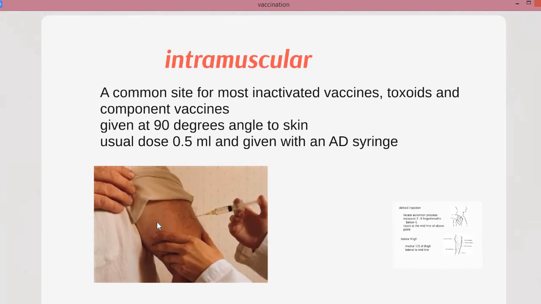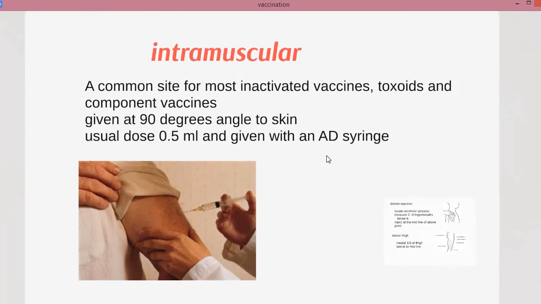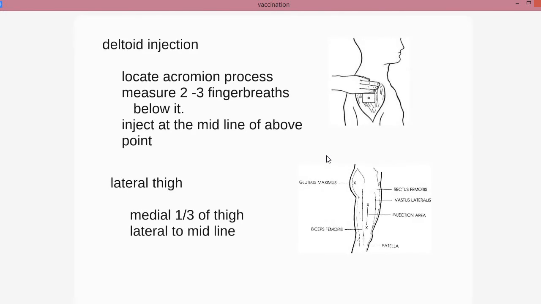The final route is intramuscular. It's a common route for most inactivated vaccines, toxoids and component vaccines. It's very easy to give because it is given at a 90 degree angle to the skin. Usual dose again is the same, 0.5, and given with an auto-disabled syringe. The common sites for intramuscular vaccines are the deltoid and the lateral thigh.